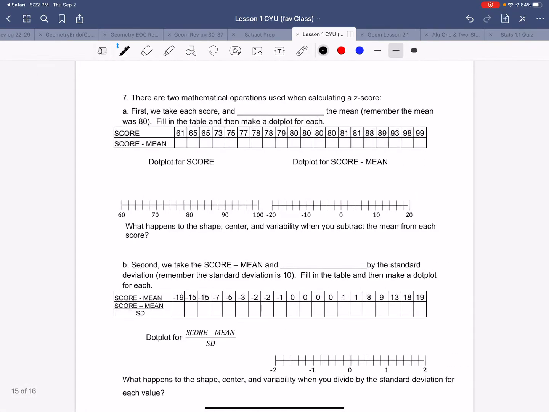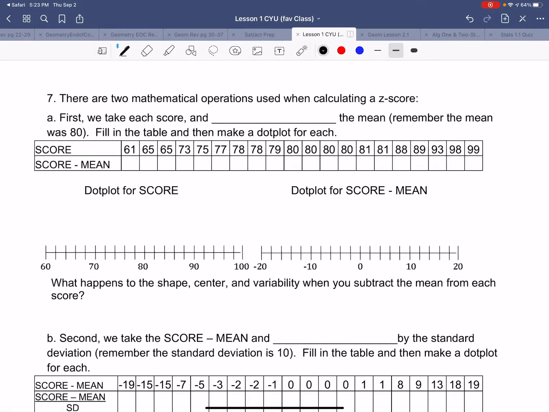Okay. So now let's look at a couple of operations and see if we can see a pattern here. Okay, it says there are 2 mathematical operations used when we calculate a z-score. So we're actually discovering what does a z-score and why does it work. So when we find a z-score, we take A minus P over S, right? So it says we first take each score and we subtract, right? The mean. Remember the mean was 80. So we took Marty's score and we subtracted the mean of 80, right?